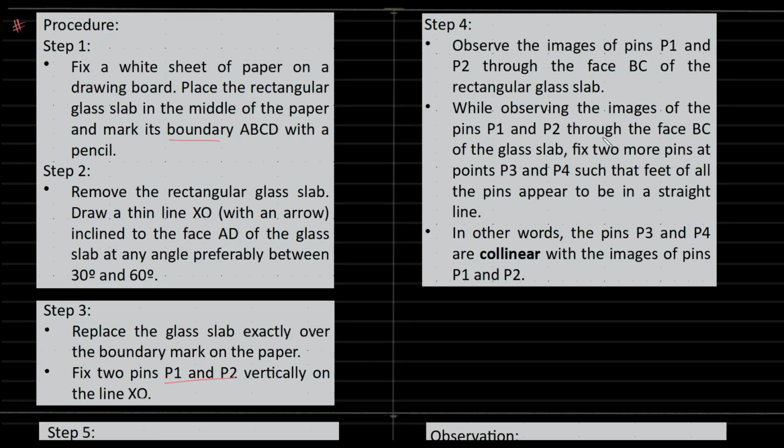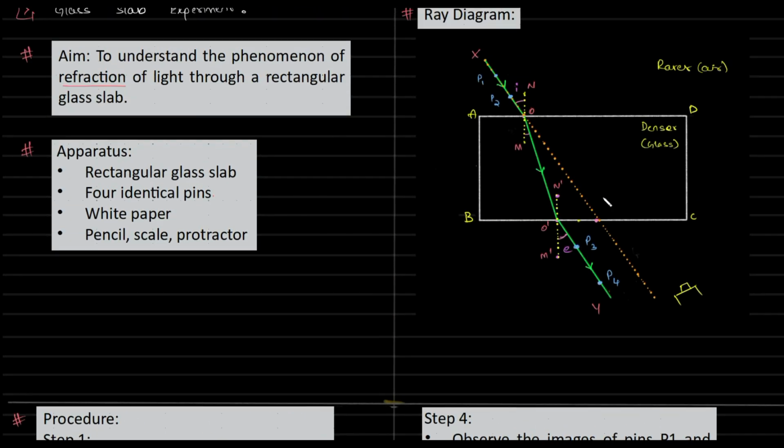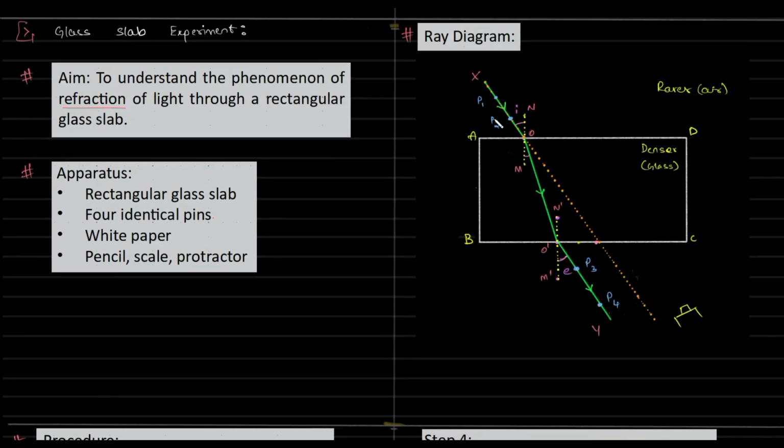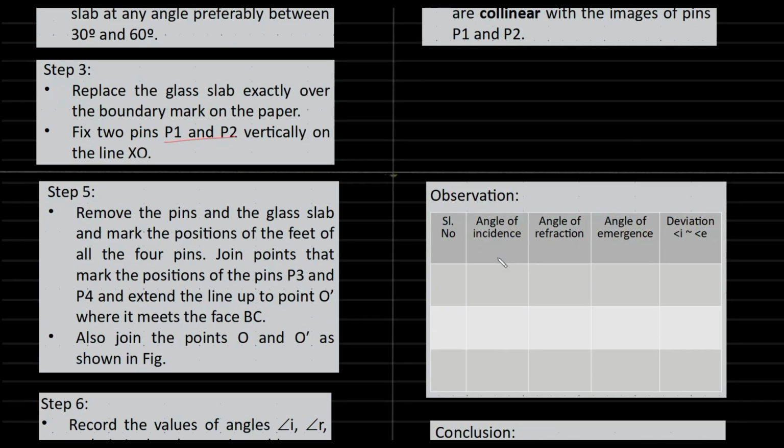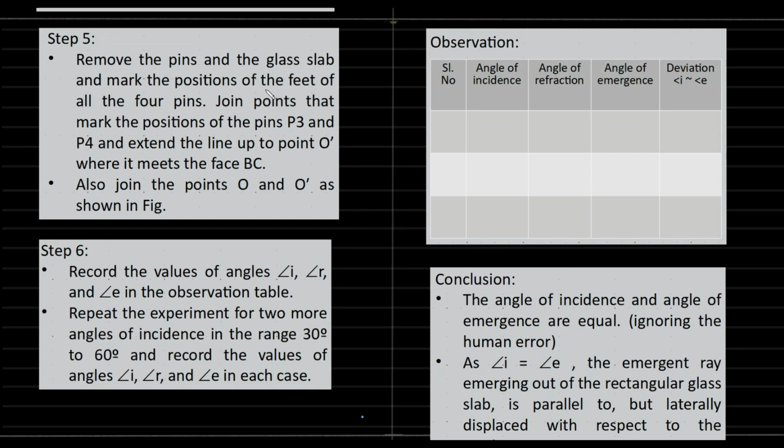While observing the pin through the face BC of the glass slab, fix 2 more pins P3 and P4 such that the feet of all the pins appear to be in a straight line, so that they are collinear basically. So P3 and P4 should be collinear through the glass slab. Obviously it's not collinear when you look from above, but through the glass slab they look to be collinear.